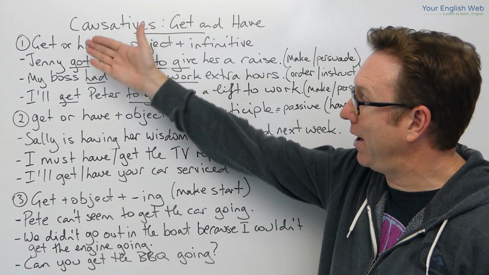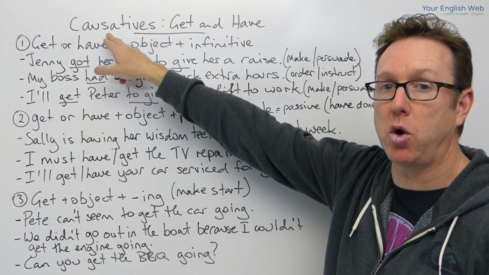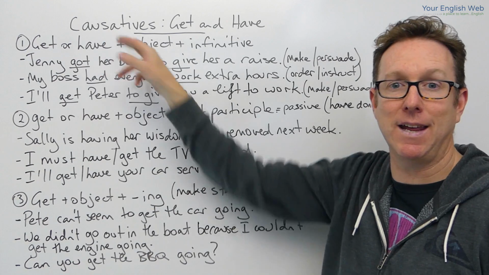So these are 1, 2, 3 ways that we can use get and have causative verbs in English.